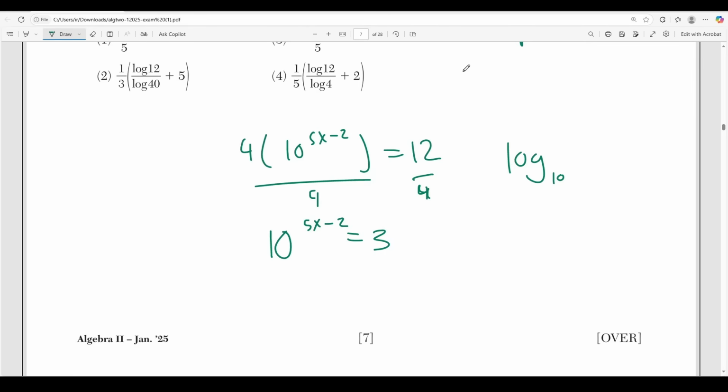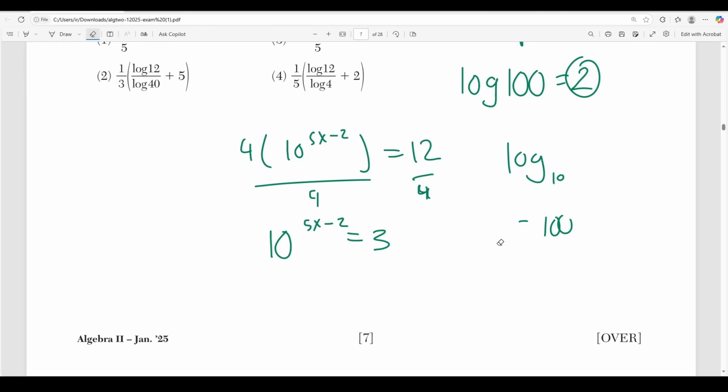So, for example, if I found the log of 100, that's going to give me 2, right? It's asking you, 10 to the power of what is equal to 100? Well, 10 to the power of 2 is equal to 100, which is why it's equal to 2. So in other words, it's kind of undoing whatever is in the exponent here, okay?